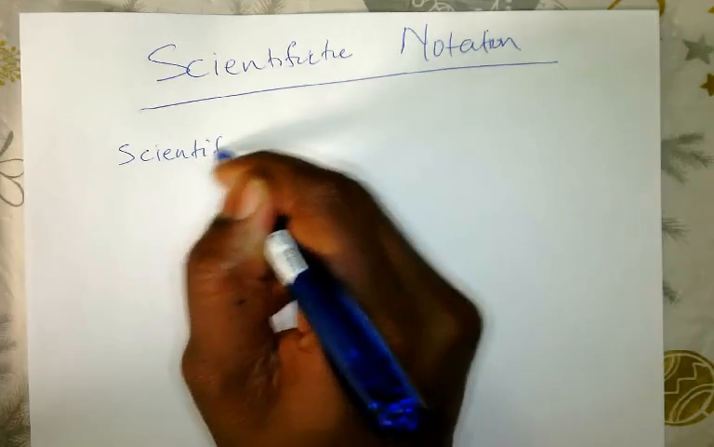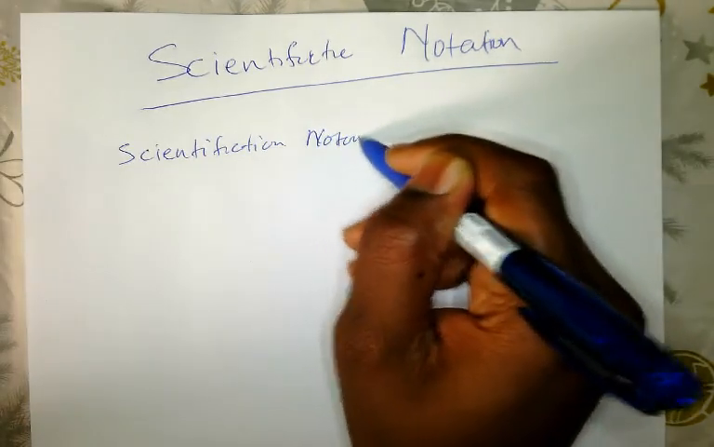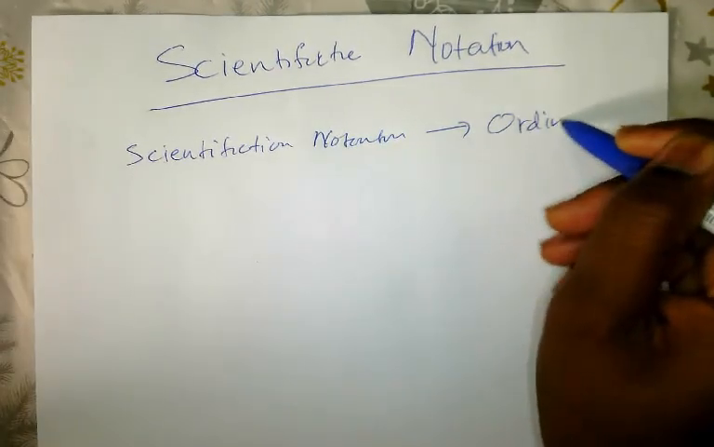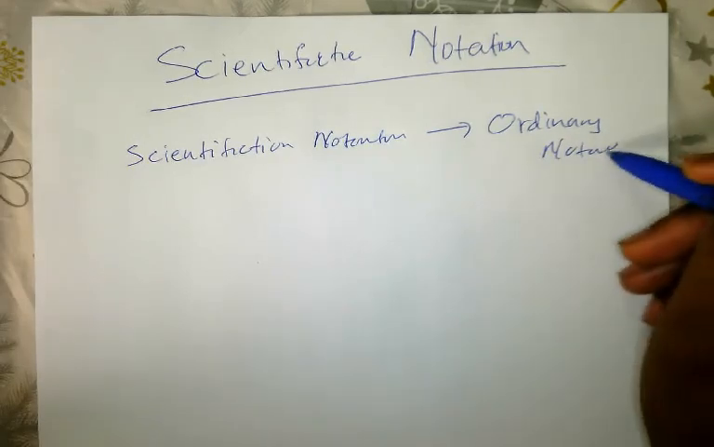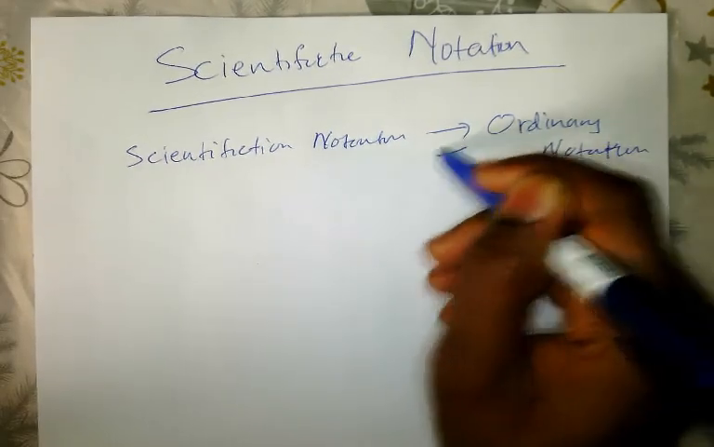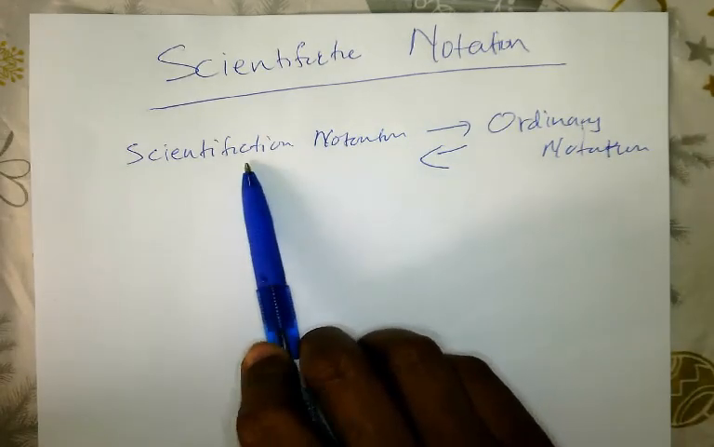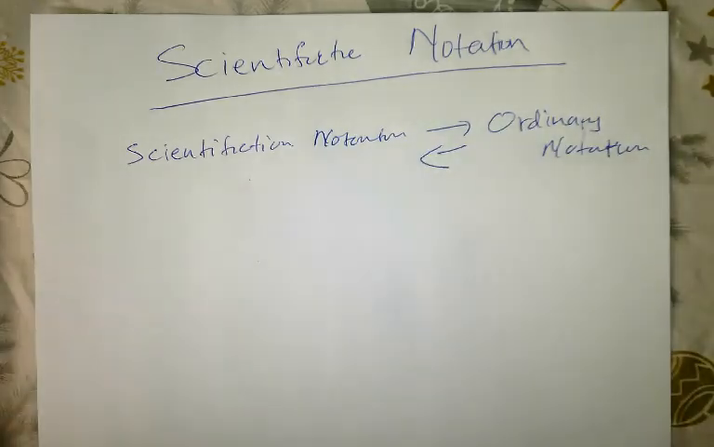You need to be able to write it in ordinary notation. And then you need to be able, if you are given the ordinary notation, to write it as scientific notation. So you need to be able to go both ways. So let's say you are given 3,6 times 10 to the 4.